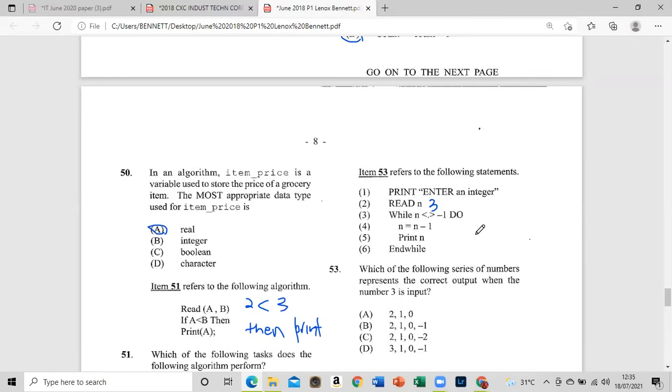Just freestyle. Alright. n is equal to what? n minus 1. So 3 would be n. We're going to start with n first, right? 3 first, right? So 3 minus 1, that's 2.